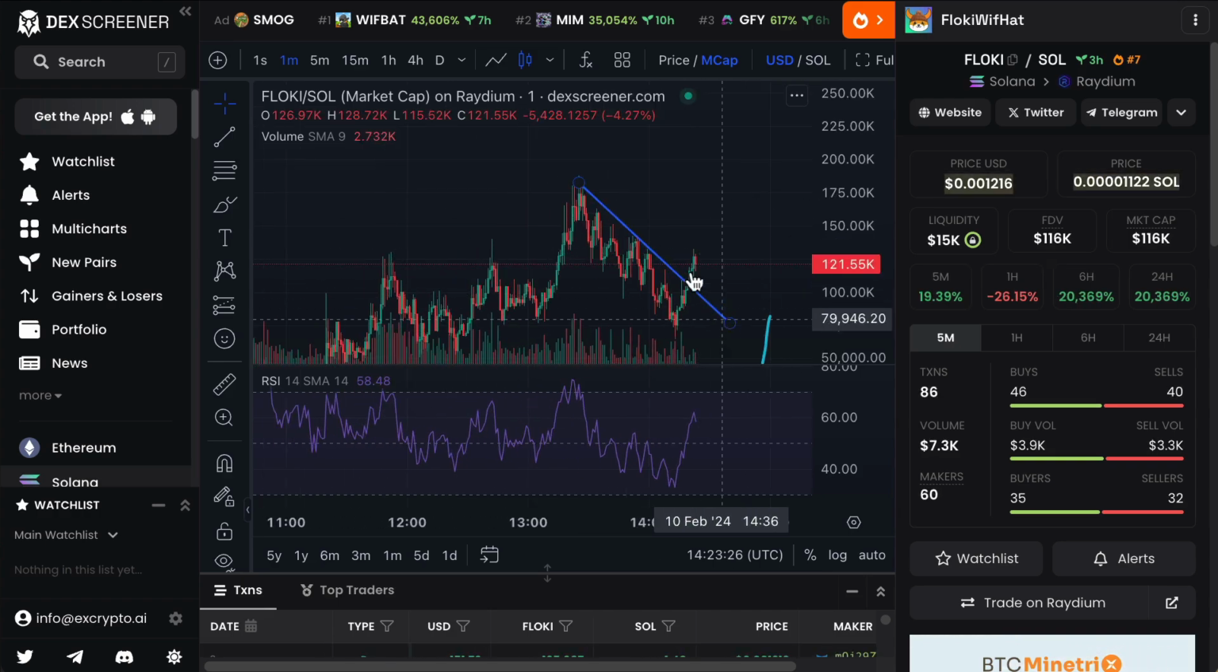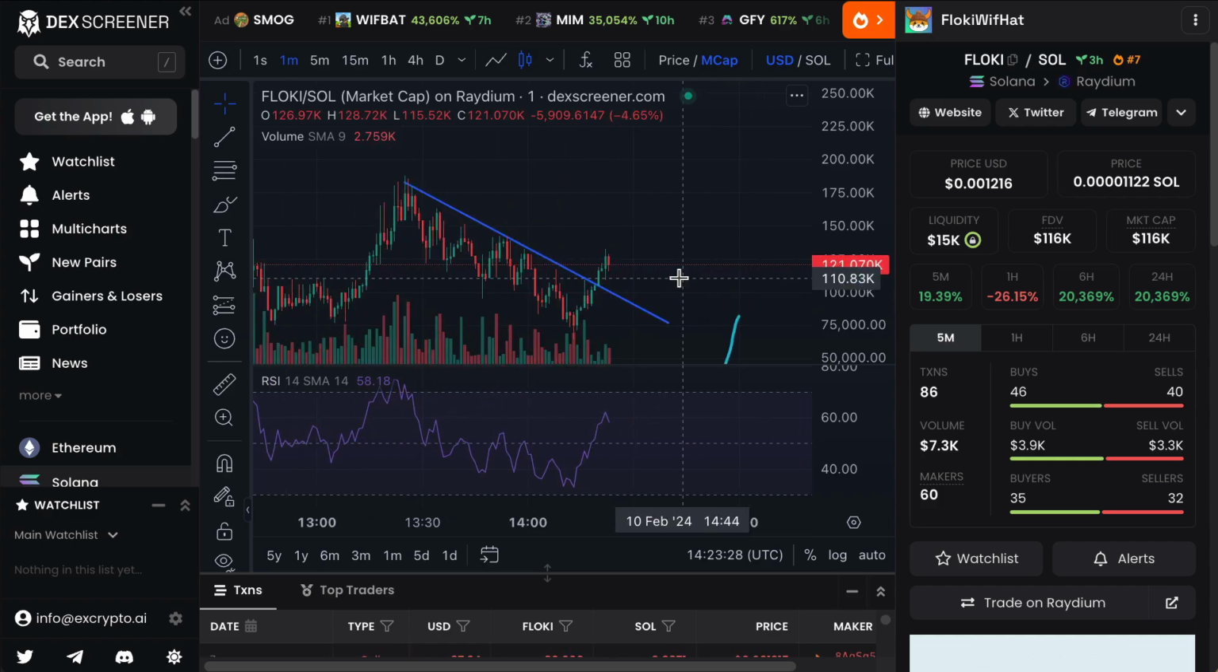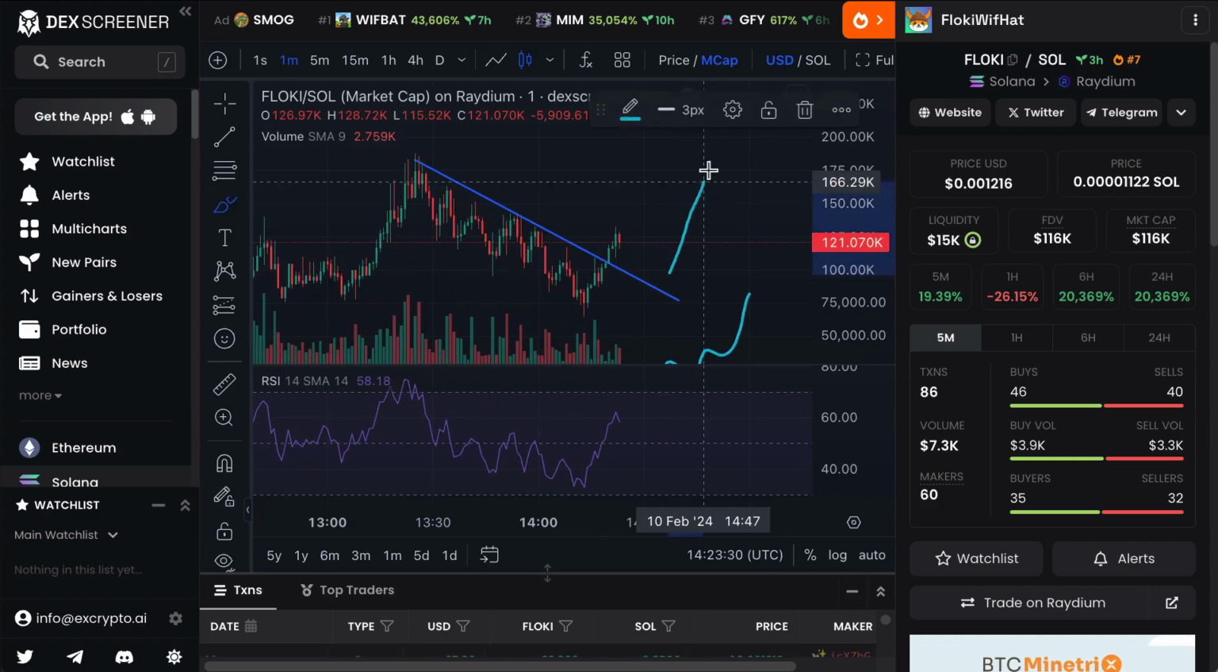So this may not even pull back, to be honest with you, but then I'm not going to get involved with it. Never ever just chase green candles going upwards. So keep an eye on that as well. That's it for this one.